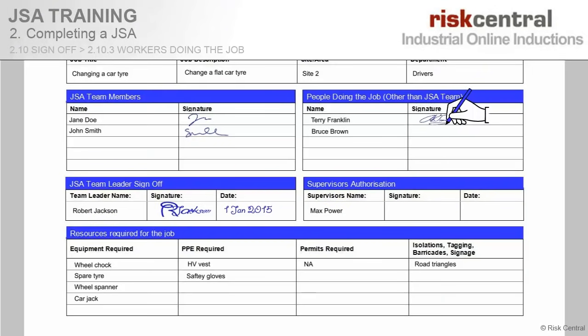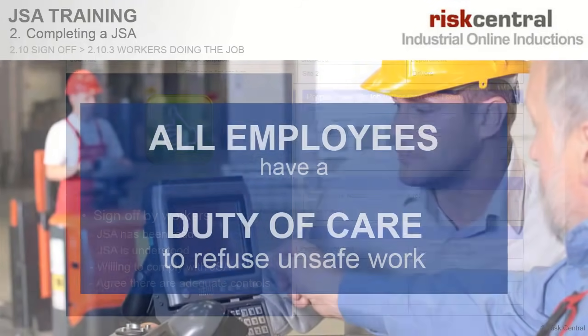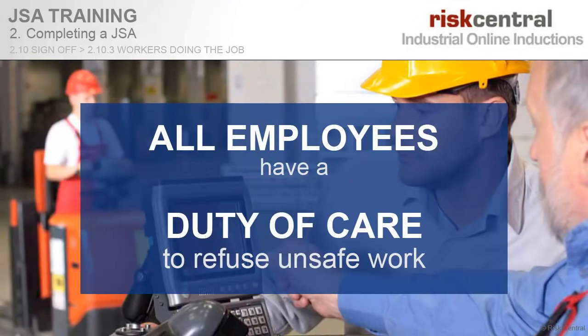All employees involved in the job who are not in the JSA team should sign off on the JSA before starting work. Sign-off indicates they have read, understood, and will comply with the document, and that they agree that all hazards are adequately controlled. All employees have a duty of care to refuse unsafe work.